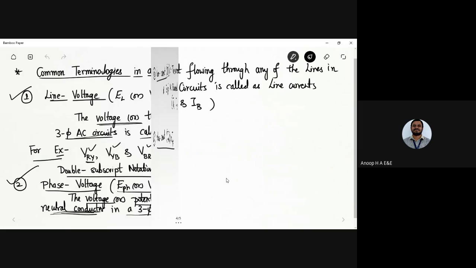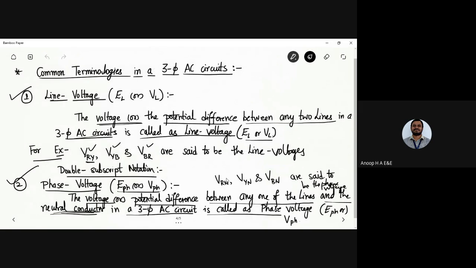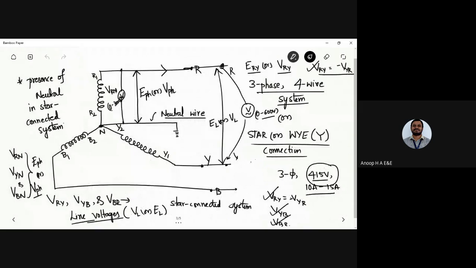Let me come back to the diagram here. Here I have IR, this is IY, and this one is IB. From the three-phase network, I'll have the current flowing towards the load. So this would be the three-phase AC circuit which acts as a supply.